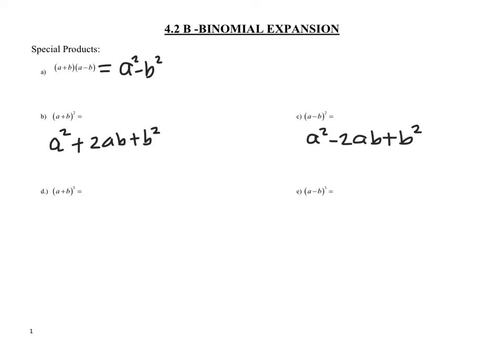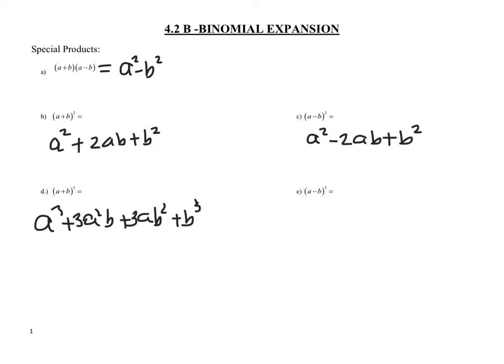The next one here, and remember all these ones we can do using the method we used in 4.2 part A. This one, when we multiply, we get a cubed plus 3a squared b plus 3ab squared plus b cubed.